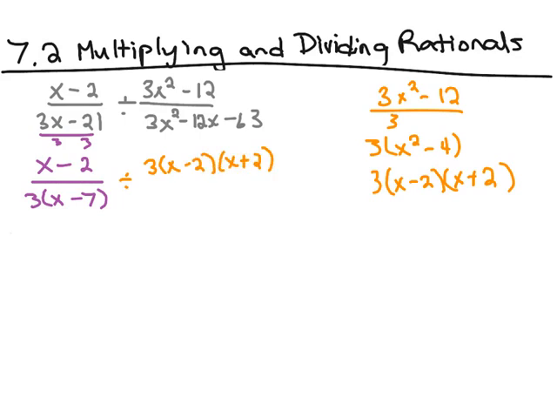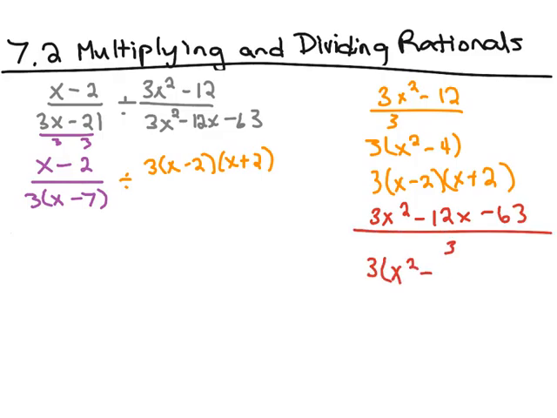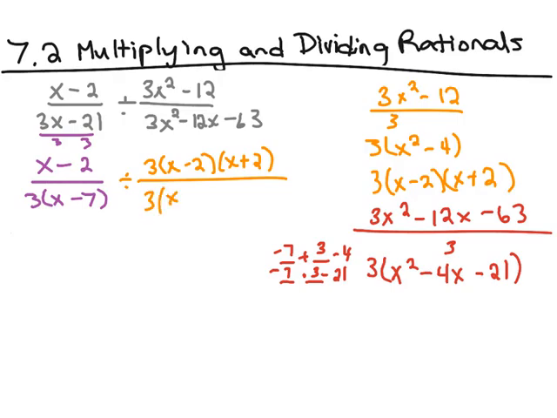on the top. On the bottom, we have 3x squared minus 12x minus 63. Take out a common term, and we get x squared minus 4x minus 21. So now we need two numbers that add up to -4 and multiply to get -21, and they are -7 and +3. So on the bottom, we have 3(x minus 7)(x plus 3).